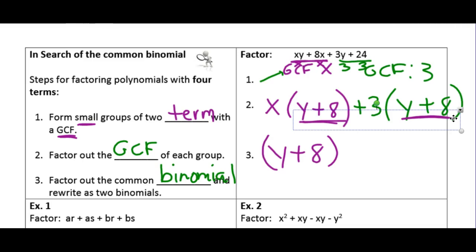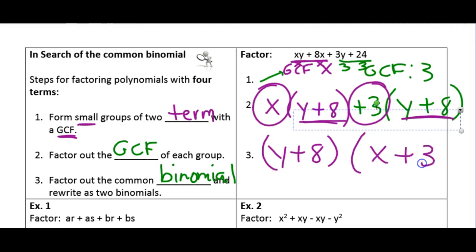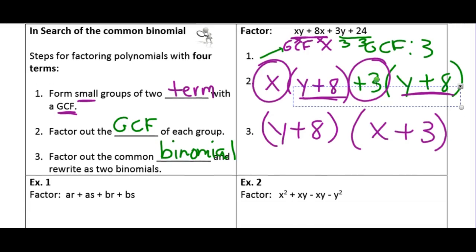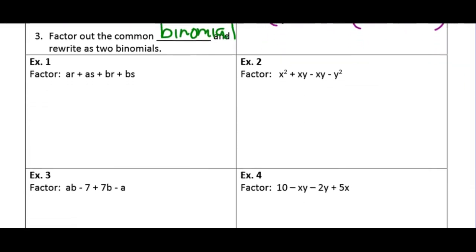Now, if I get to this point and I don't have a common binomial, I need to start over again because I made a mistake somewhere or I grouped things together that don't end up producing a common binomial. And then I look at what's left when I remove those. And when I remove those, I have x plus 3. So that's my second binomial, x plus 3. I'm going to work a couple examples together.